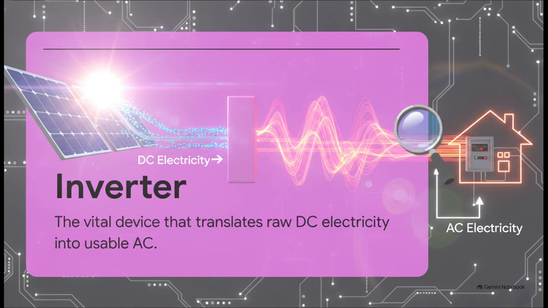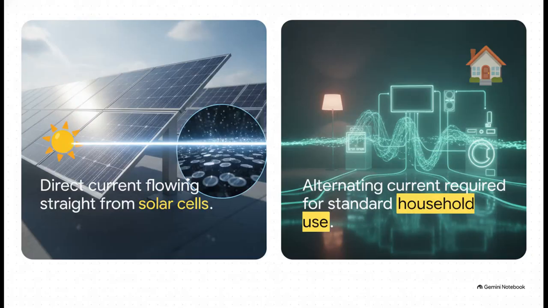Enter the inverter. This is the vital mechanical solution in our journey. It's the device that translates that raw DC electricity into usable AC electricity by rhythmically alternating the current back and forth. This brilliantly illustrates the big shift. The inverter bridges the gap between DC electricity, the direct current flowing straight out of those solar cells, and AC electricity, which is the alternating current your house actually needs to function.